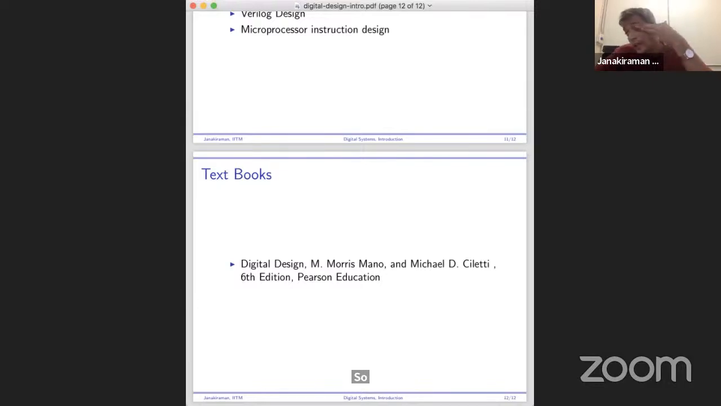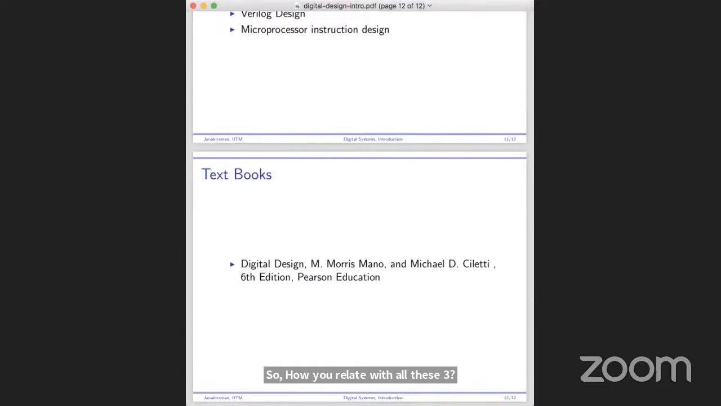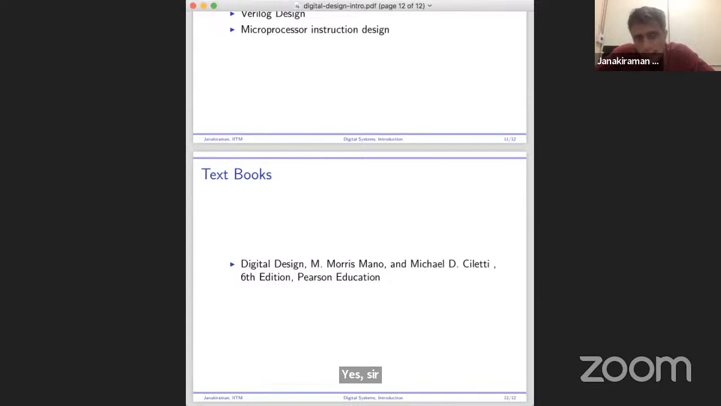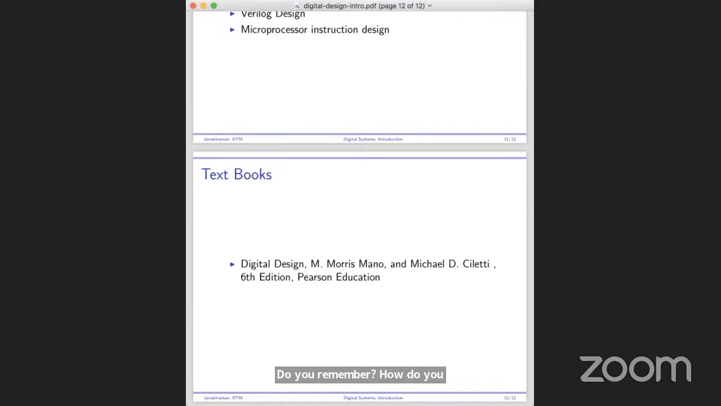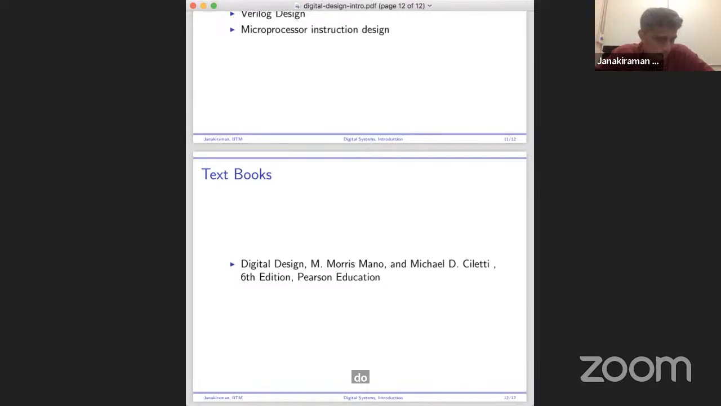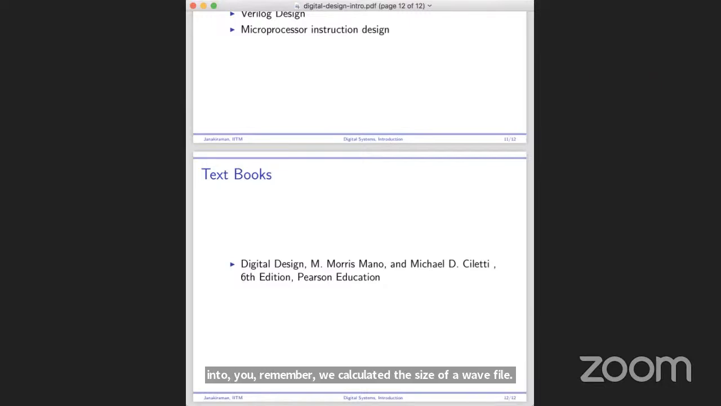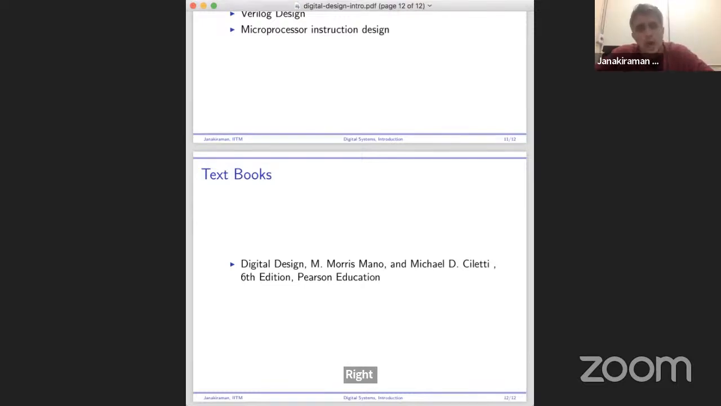So in week 10 of Electronic Systems Thinking and Circuits, we did analog to digital conversion, right? We did time quantization, amplitude quantization, and then we spoke about what happens in a digital computer. Do you remember? How you take a signal into the computer? You remember we calculated the size of a wave file, in bits, in the binary system. Exactly, so now this course takes off from there.